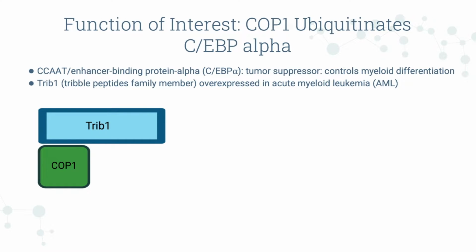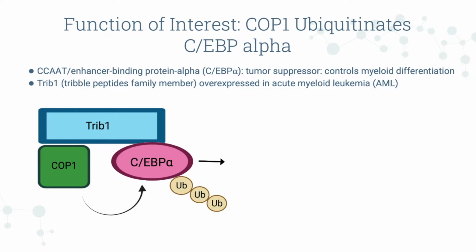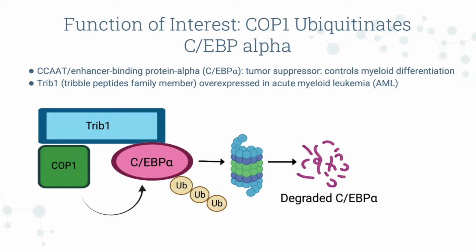Once TRIB1 is bound to COP1, CEBP alpha is brought into close proximity of COP1. COP1 can then polyubiquitinate CEBP alpha, leading to its subsequent proteasomal degradation. This whole process and the action of COP1 inhibits myeloid differentiation and can lead to the onset of leukemia. Overall, many essential residues are involved in the COP1-TRIB1 interaction. However, the complete interaction is not understood, so the structural analysis undertaken in this study will allow a better understanding of COP1's interaction with TRIB1 and CEBP alpha.